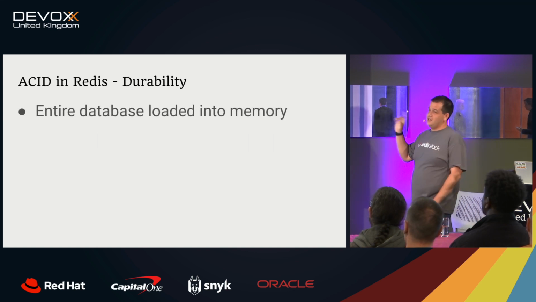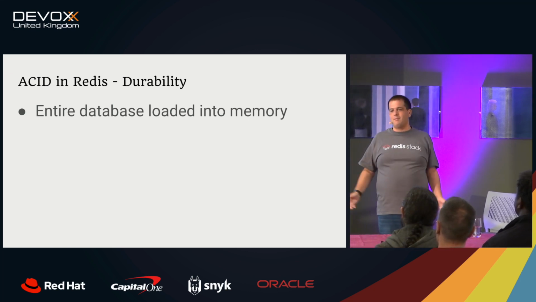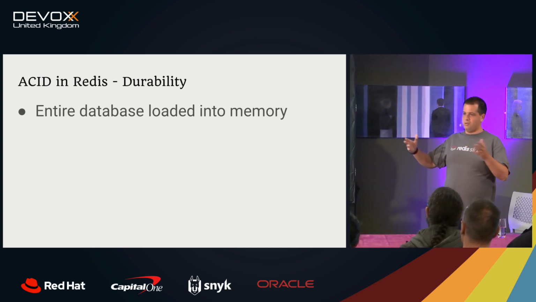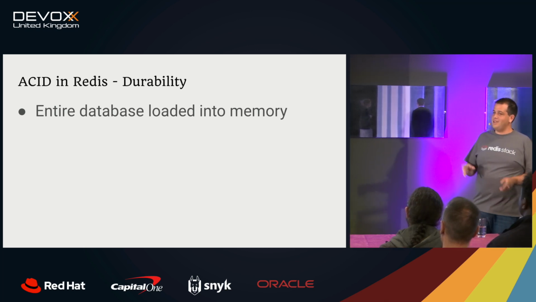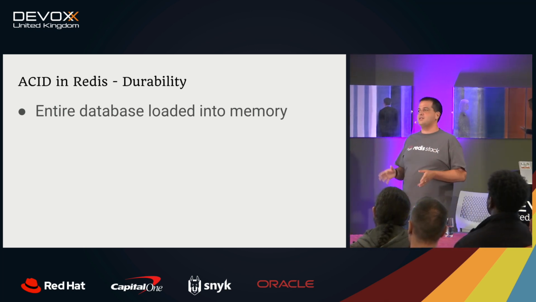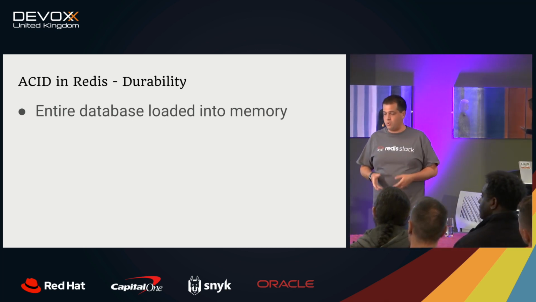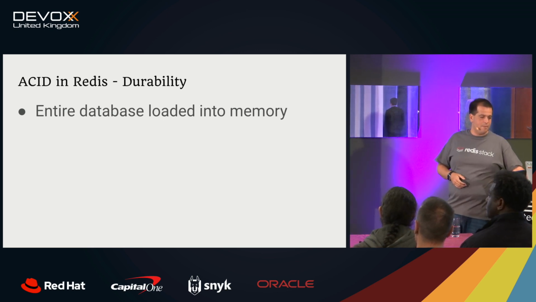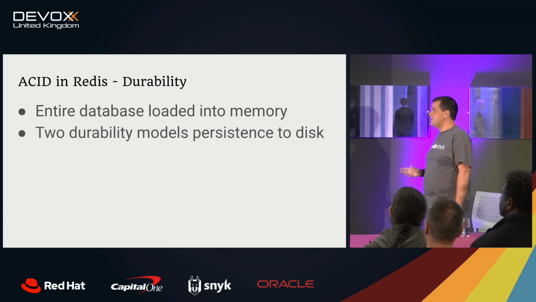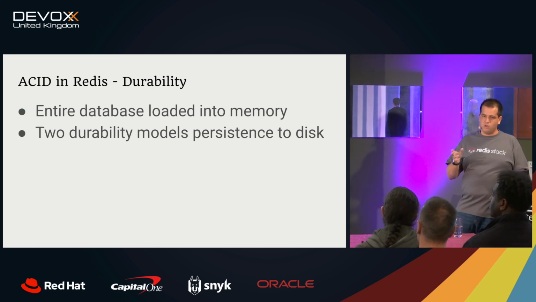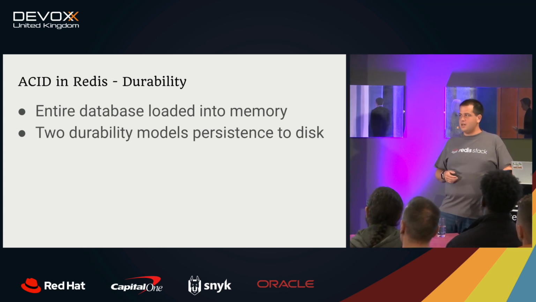And then for durability, and this is the one we get a lot, it's like, oh, Redis is in memory, so there's no way that it's durable. You can only store really volatile stuff in here. Well, the entire data set in Redis is stored in memory. That's true. It's always loaded into memory at any given time. But there's actually two different durability models that you can use when you're using Redis to persist it to the disk.